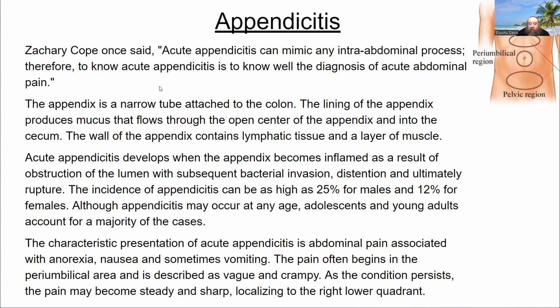Okay? So acute appendicitis, abdominal pain can be associated with anorexia, nausea, vomiting. Pain often begins in the peri-umbilical area. And that's why I want to teach that word and get people to want to know that area, peri-umbilical. Described as vague and crampy. As conditions persist, the pain may become steady and sharp, localizing to the lower right quadrant. So it sort of moves from there down to here. And that's normal. That's the normal way that appendicitis will happen.